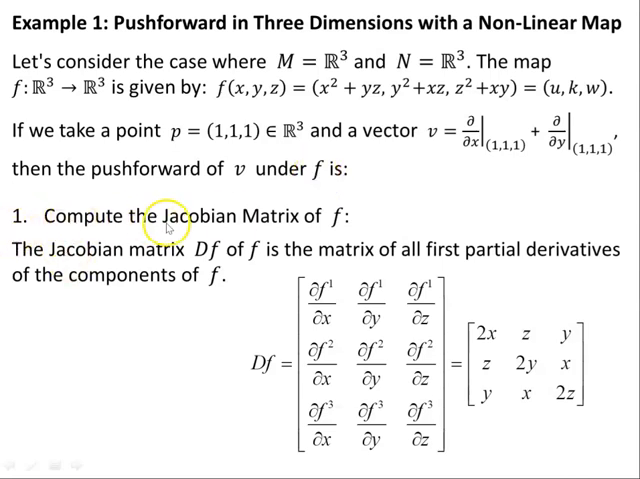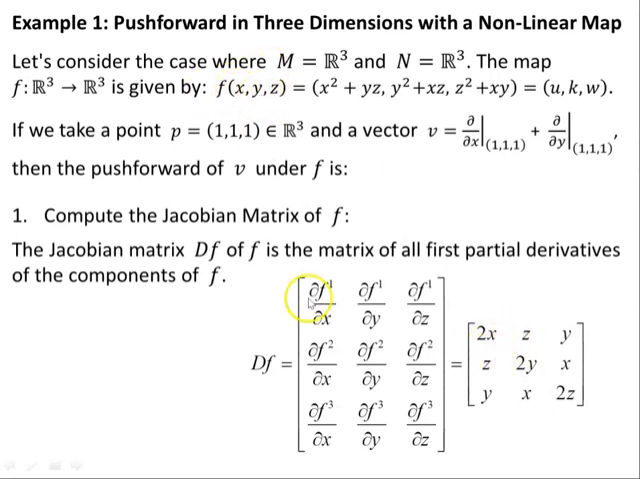Well, step one is compute the Jacobian of F. So the Jacobian dF of F is the matrix of all first partial derivatives of the components of F. So partial F1, partial x, partial F1, partial y, partial F1, partial z. See all these? Same with F2, the second component function, F1 here, F2, F3. So partial F3 with respect to x, partial F3 with respect to y, partial F3 with respect to z. And when you do that, you get 2x.